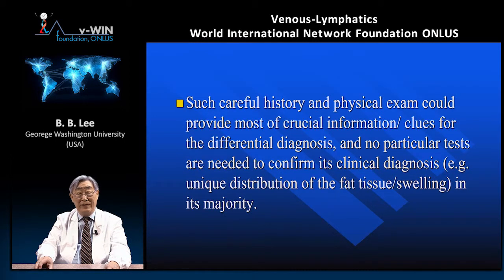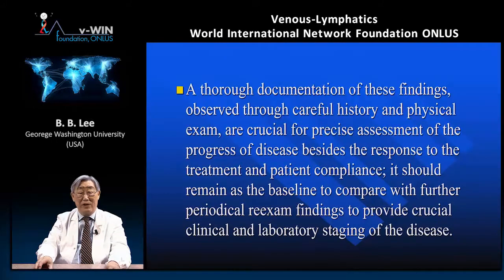Such careful history and physical examination could provide most of the crucial information or clues for the differential diagnosis, and no particular tests are needed to confirm the clinical diagnosis. Indeed, this unique distribution of the fat tissue swelling along the ankle is more than enough in the majority. A thorough documentation of these findings, observed through careful history and physical exam, is crucial for precise assessment of the progress of disease, besides the response to treatment and the patient compliance.